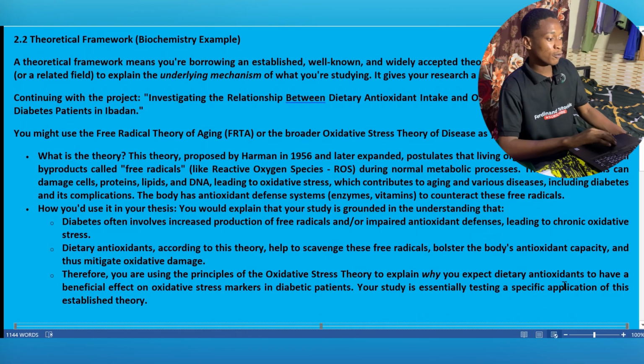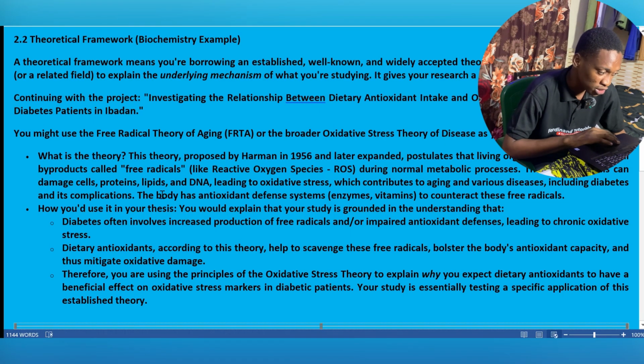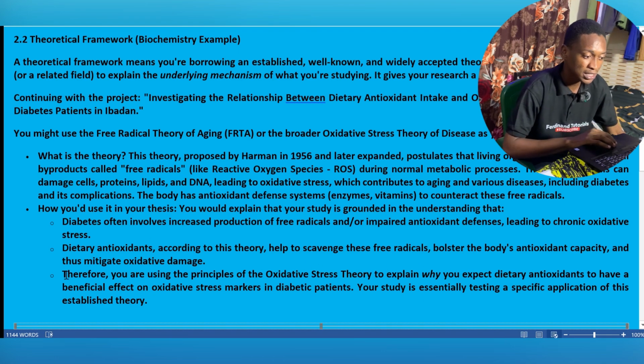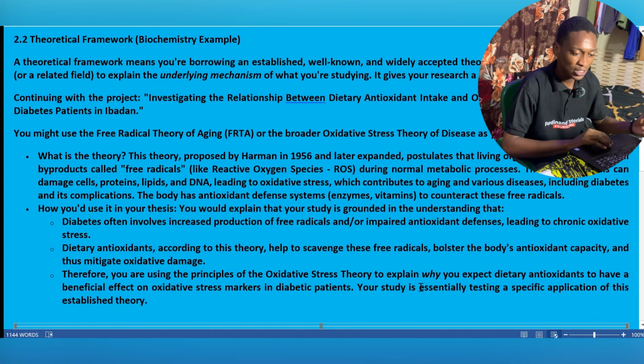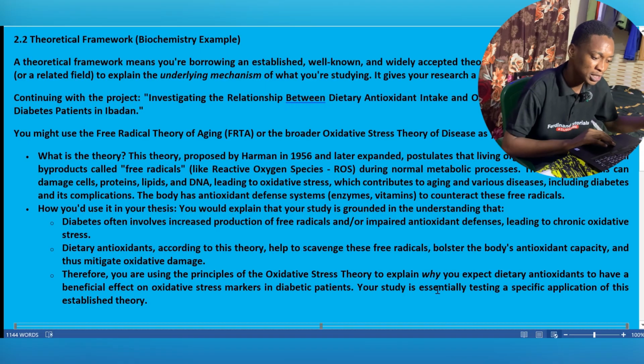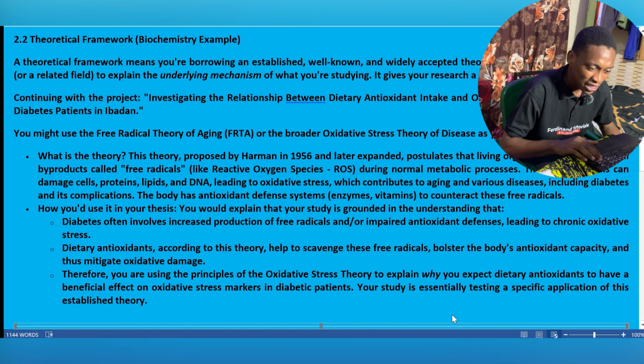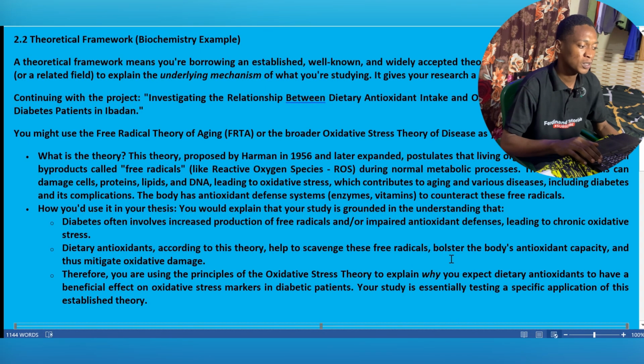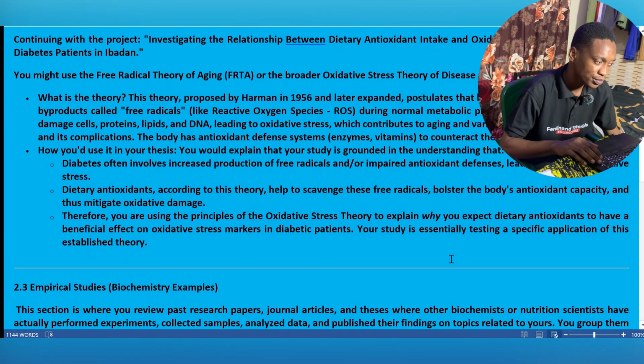You can also propose from this particular theory, these are the deductions: dietary antioxidants, according to this theory, help to scavenge these free radicals. Dietary antioxidants like your vitamins and enzymes scavenge by bolstering the antioxidant capacity and thus mitigate oxidative damage. Therefore, you are using the principle of oxidative stress theory to explain why you expect dietary antioxidants to have a beneficial effect on oxidative stress markers in diabetes patients. Your study is essentially testing a specific application of this established theory.